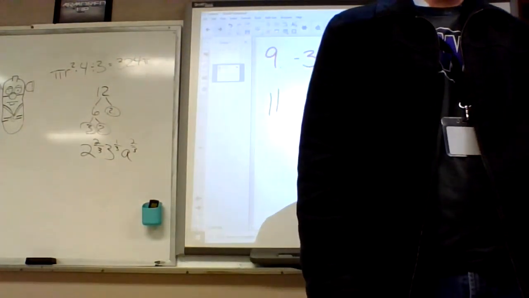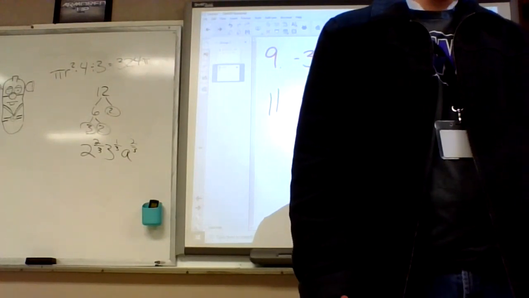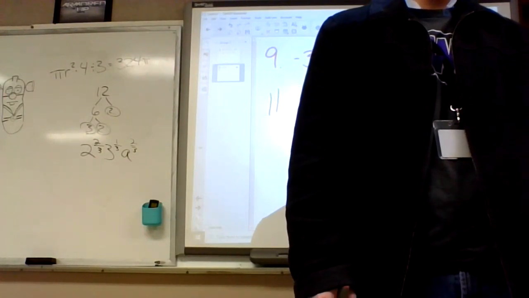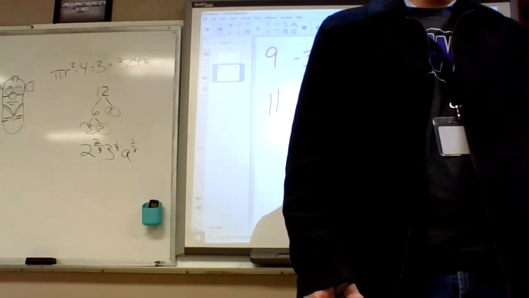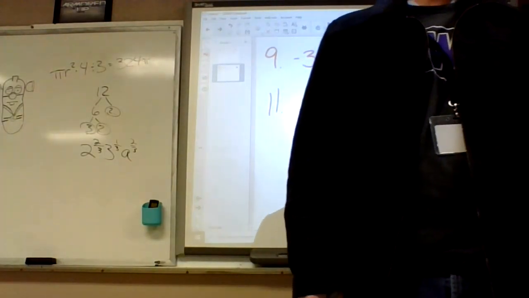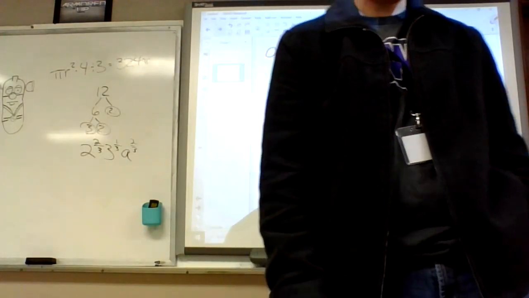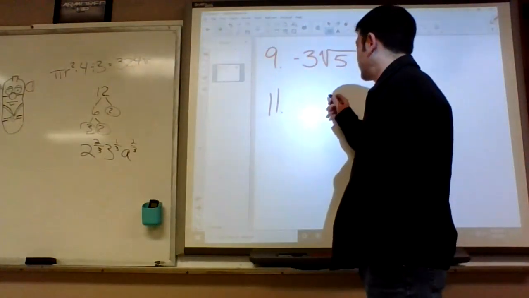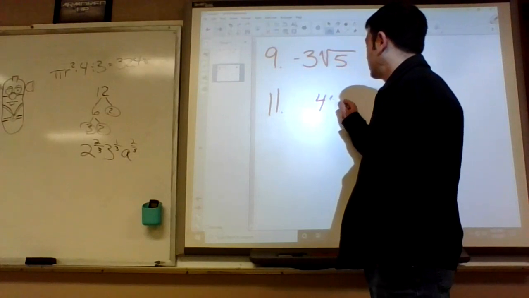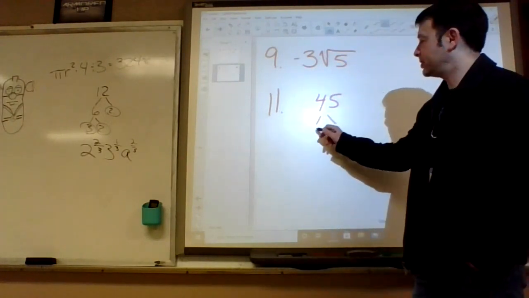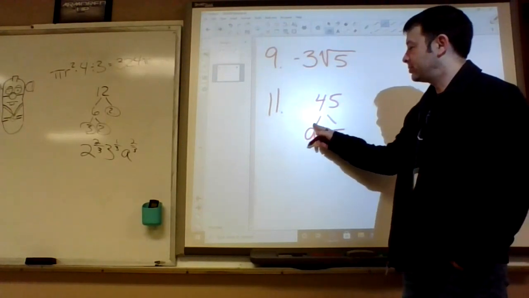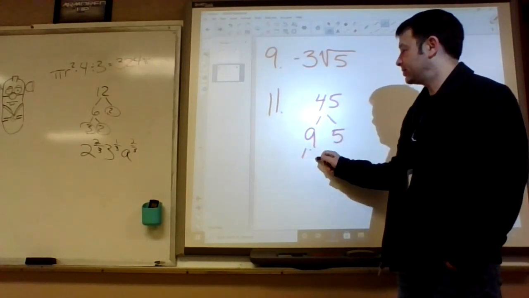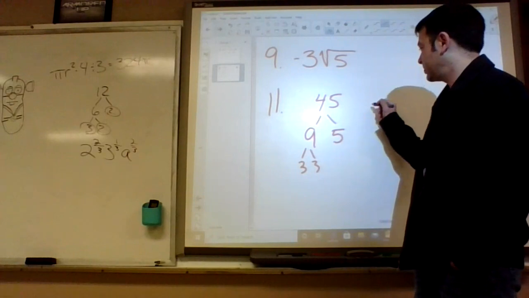Number 11, does any of that simplify? No, probably not, but we can try. Oh, simplify. Yeah, well, it looks like they don't add together, but if you simplify the square root of 45, that would be 3 square root of 5. The square root of 9 is 3, right? So it's 3 square root of 5.